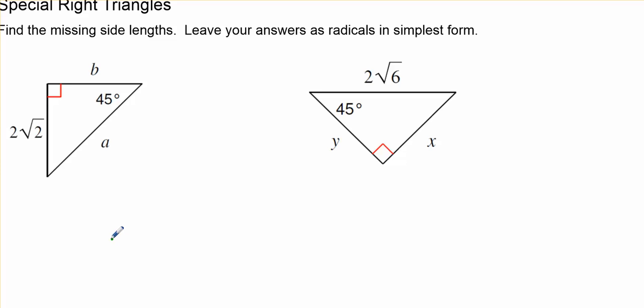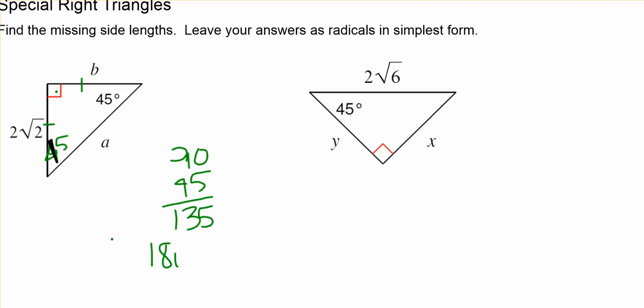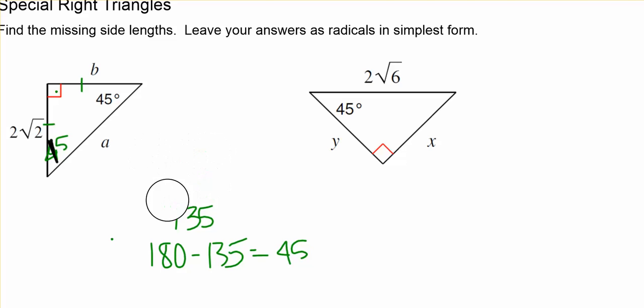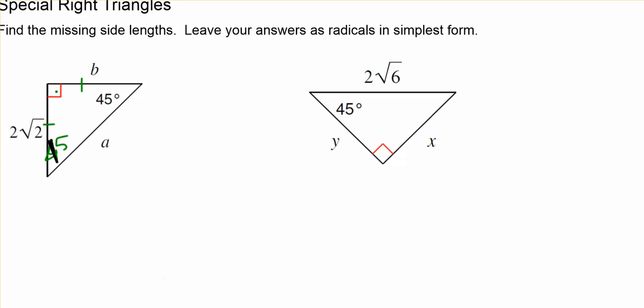This says 45 degrees and I have a 90-degree angle. That means this also has to be 45 degrees, and that means these two sides are congruent because I'm looking at an isosceles triangle. Let's talk a little bit about why we know that's 45 degrees. We do because if this is 90 and this one is 45, together they equal 135. Well, since they all have to add up to 180, 180 minus 135 is equal to 45. So I know that's 45 degrees. Let me go ahead and get rid of that so that we can do the rest of our work.